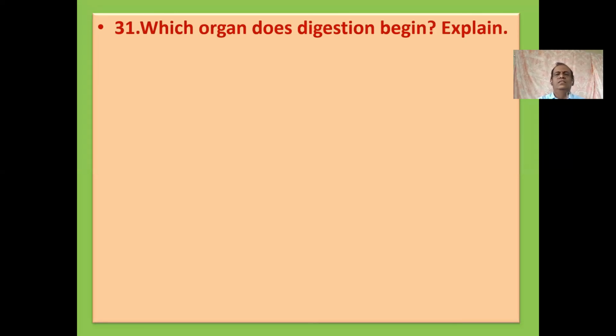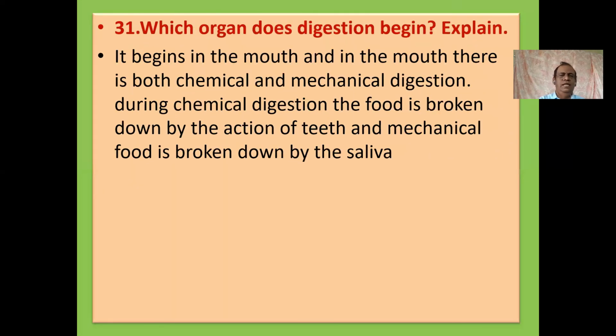Here, which organ does digestion begin in? This is a very simple question. Digestion begins at the mouth, mechanical as well as chemical digestion. In the mouth there is both chemical and mechanical digestion. Mechanical means chewing and biting, by the action of the teeth. In chemical digestion, the food is mixed with saliva. In saliva, the enzyme salivary amylase is there for digestion of starch.